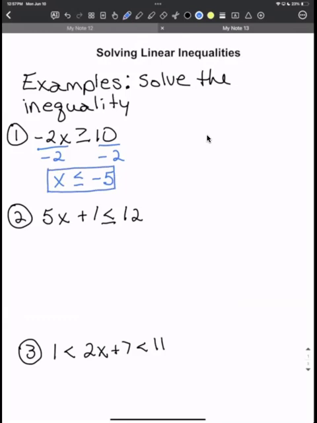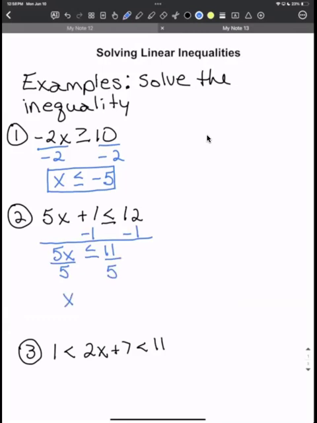Okay, let's try the next one. So this one's similar, just except I've got this plus 1. So same game, I want to get x by himself. So I'll start by subtracting 1 from both sides. So the 1s will cancel, and then on the right, I'll just have 12 minus 1, which is 11. Okay, then divide both sides by 5.